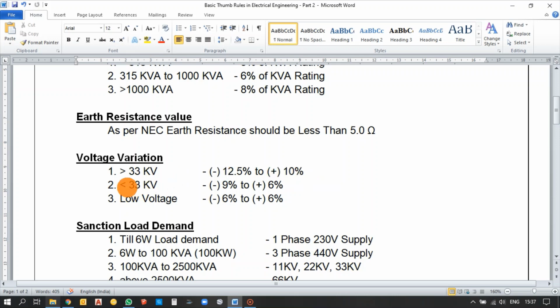In case the voltage level is equal to 33 kV or less than 33 kV, 11 kV or 33 kV, you should have minus 9% to plus 6% variation. And going for low voltage or medium voltage, that is 415 or 420 volts, you should have minus 6 percent to plus 6 percent. That should be the variation you should maintain.